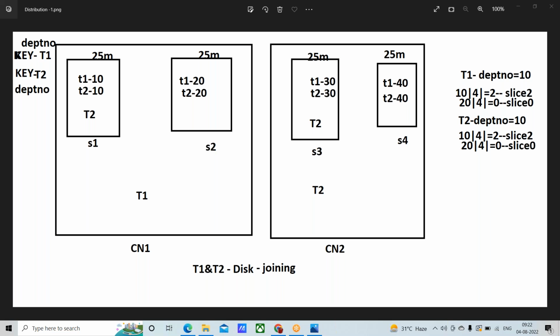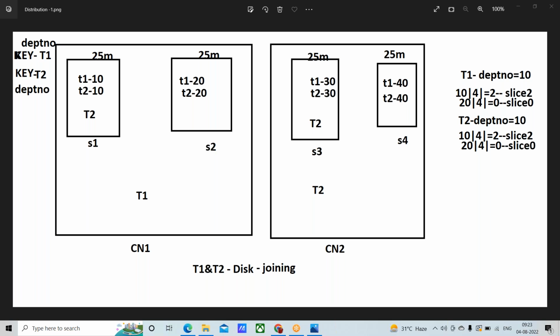How many departments do you have? You have 50 departments. How many employees do you have? Let's say 50,000 employees. So 50,000 employees, 50 departments, and they are all distributed evenly, based on the unique value: department number for the department table, employee ID for the employee table. Employee ID will be unique, so it will be distributed evenly, and department number is also unique, so it will be distributed evenly.